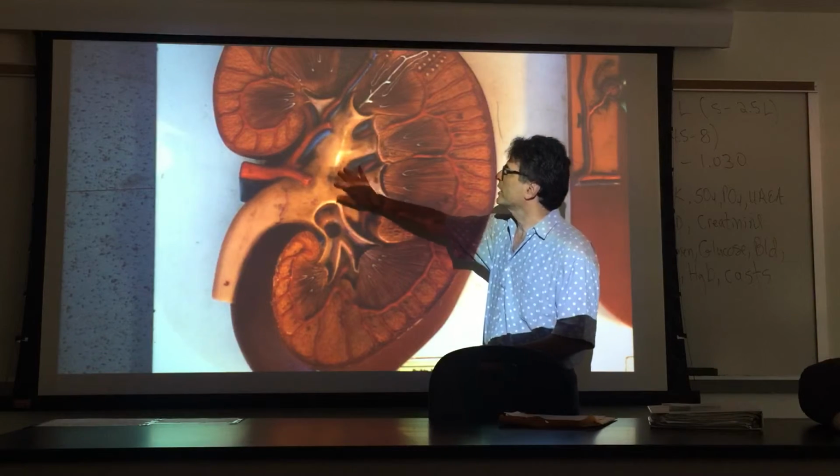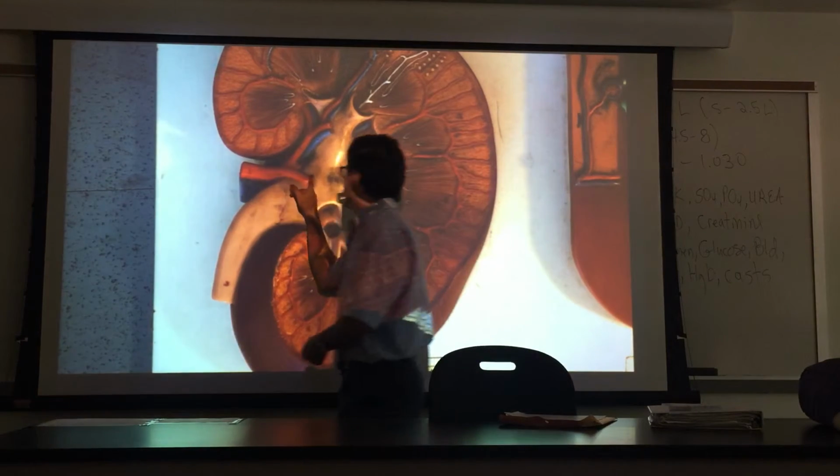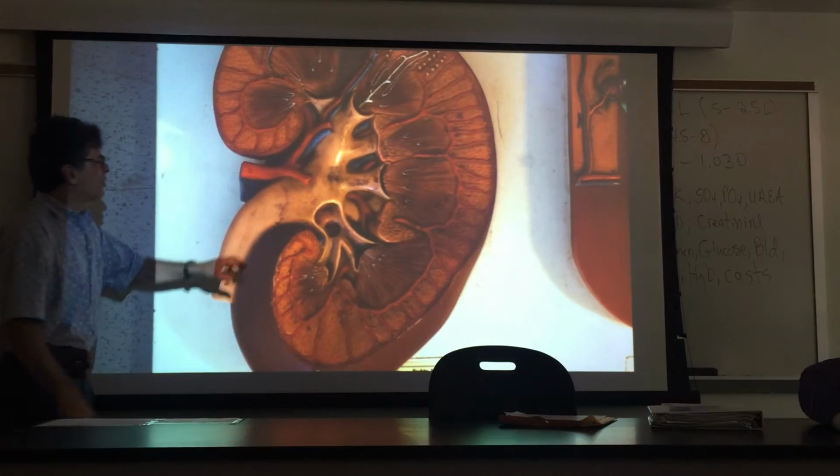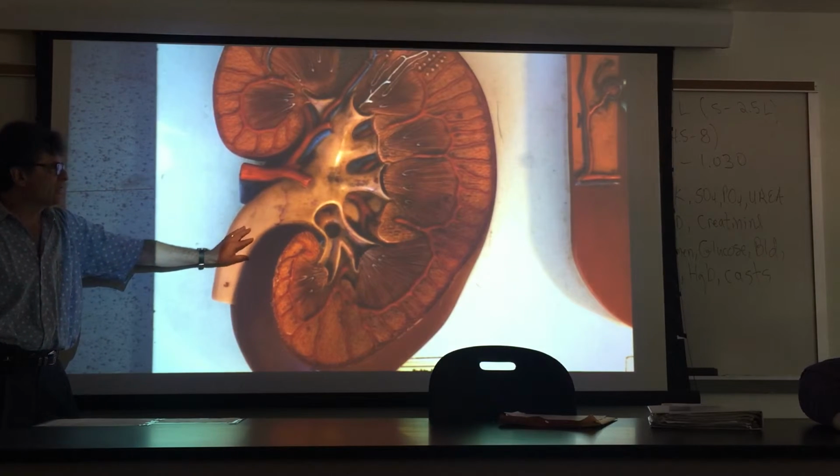The different major calyces all dump into this area that's known as the renal pelvis. So from the renal pelvis that's over here, it comes into the ureter.